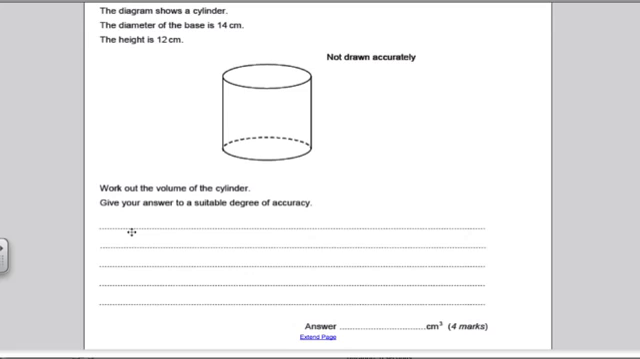Okay, so we've got a cylinder here, and it tells us various things. It tells us the diameter is 14, the height of the cylinder is 12. It asks us to work out the volume, and it gives us 4 marks. Probably you've got 3 marks for working out the volume, and you get a mark for giving your answer to a suitable degree of accuracy.